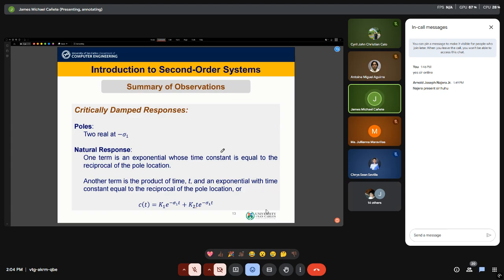Last but not the least, the critically damped response is two real poles and they have the same value. So sigma sub 1 equals sigma sub 2. When we do this and get the time response, there are two terms with exponential functions, and one is multiplied by t because of the nature of Laplace transforms.